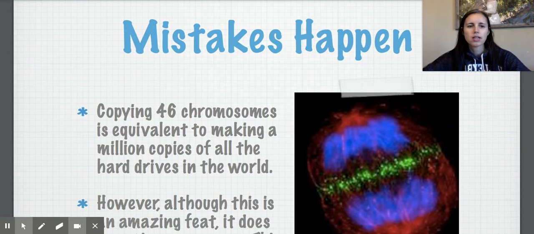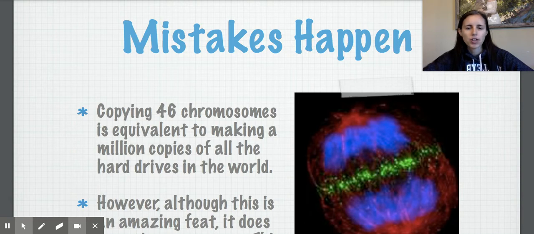So we're going to talk a little bit about what happens when you copy DNA. So in mitosis, we talked about the fact that you have to make a copy of your DNA. So you're copying 46 chromosomes. You as a human have 46 chromosomes, 23 pairs. The equivalent of copying 46 chromosomes is like making 1,000,000 copies of all of the hard drives that are in the world. So I don't really know if we appreciate how much information is inside DNA and how much work goes into copying that.